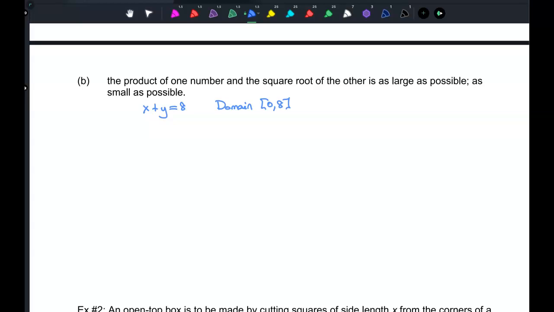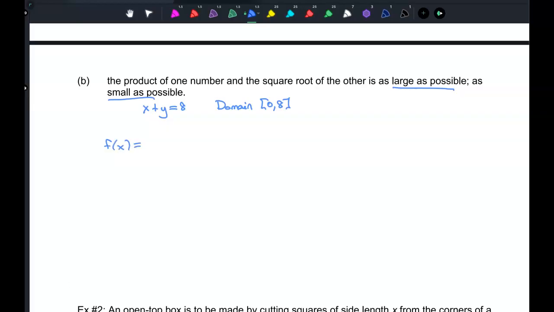Good. Okay, this time I want the product of one number and the square root of the other to be as large as possible and as small as possible. So again, we're going to do an absolute maximum and minimum. So let's come up with an equation that represents the product of one number and the square root of the other.